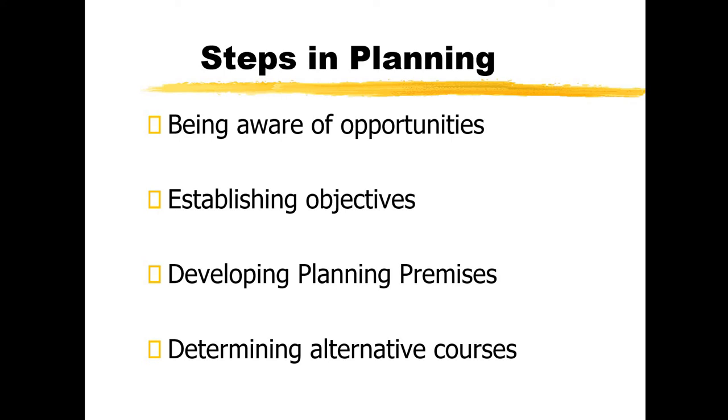The next step would be establishing objectives, that is the goals. What is it that we want to achieve? What we want to achieve will depend on the planning premises. So we have to be very, very careful in developing our planning premises. Planning premises are the assumptions that we are making about the environment. And we have to be careful about that, because if the environment changes, all our plans are going to go haywire.